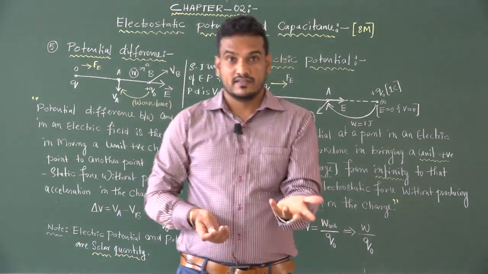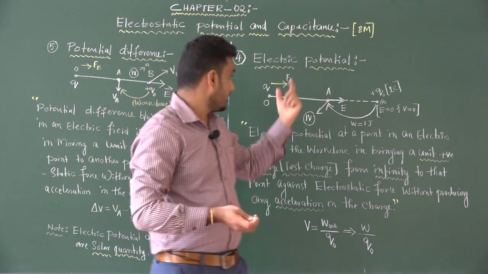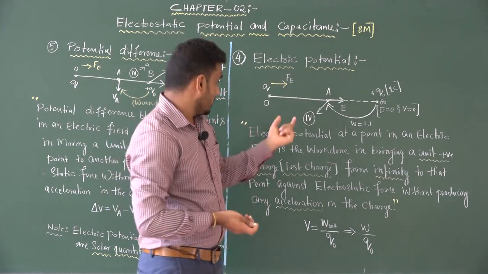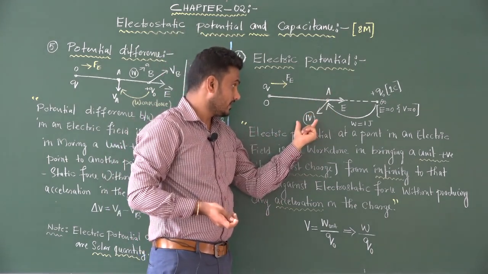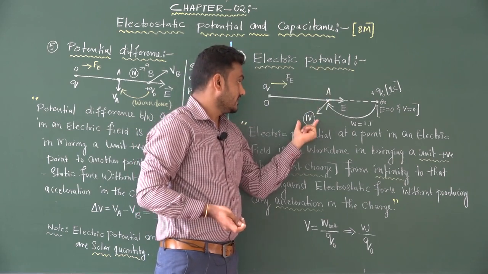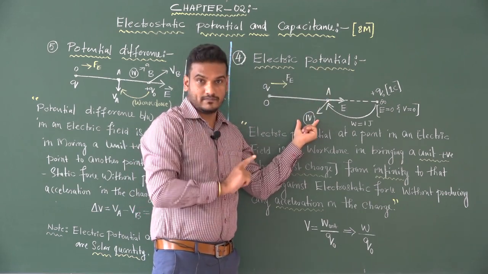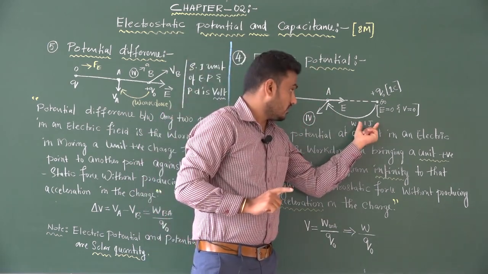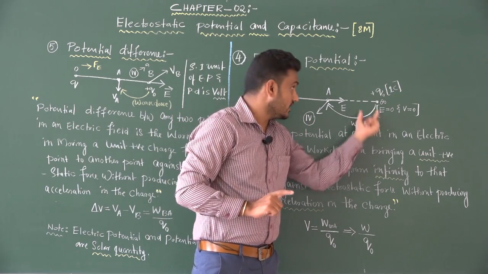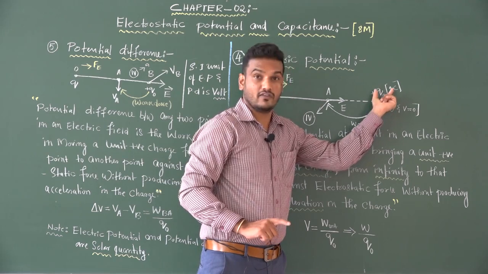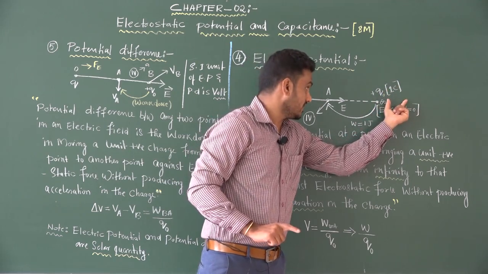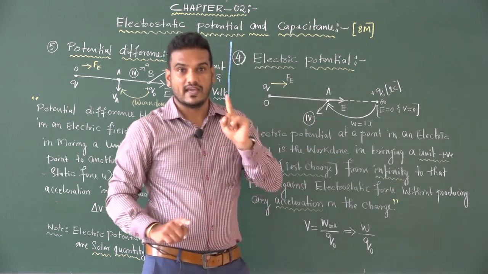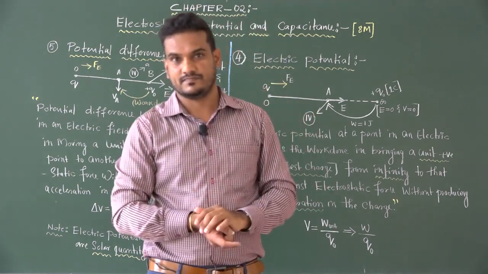If you do 2 joule of work, then the electric potential at point A will be 2 volt. So again I am going to define 1 volt at a point A. Electric potential at a point is said to be 1 volt if 1 joule of work has to be done in order to bring a unit positive charge of 1 coulomb from infinity to the point A against electrostatic force without producing any acceleration in the charge.